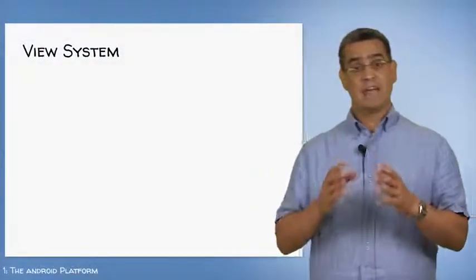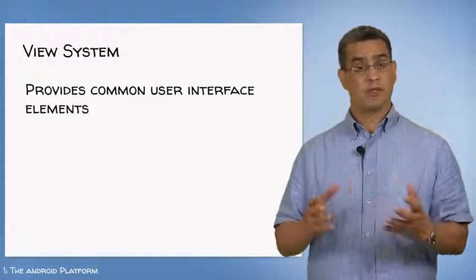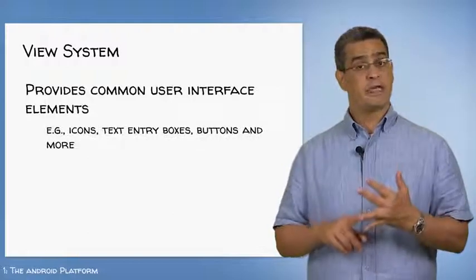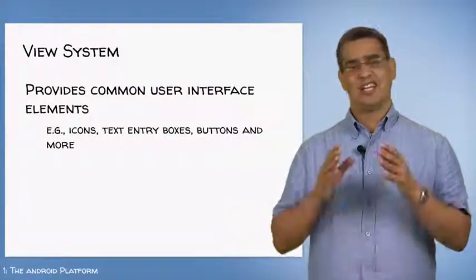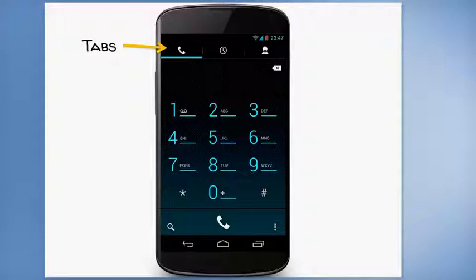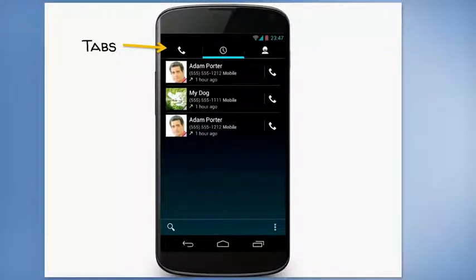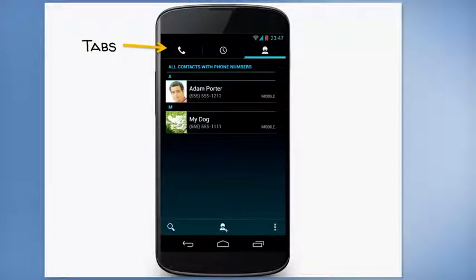As I mentioned earlier, the application framework also contains the View system. The View system contains many common graphical user interface elements, such as icons, text entry boxes, buttons, and much more. Let's take a look at the phone application. As you can see, the phone application's top-level user interface is organized as a set of tabs. And each tab corresponds to a different user interface that supports a different set of tasks. The phone tab shows me a phone dialer. The call log tab shows a list of recent incoming and outgoing calls, and the Contacts tab shows a list of stored contacts.